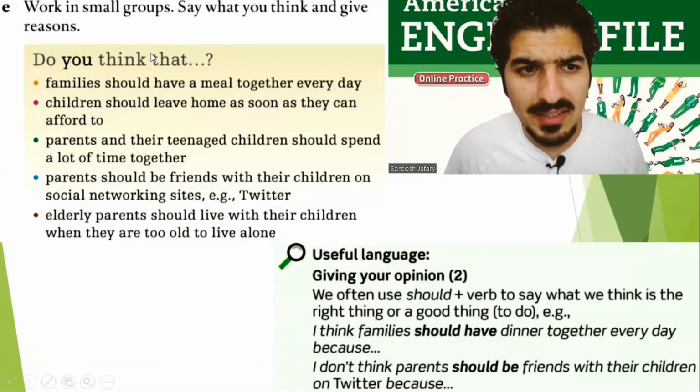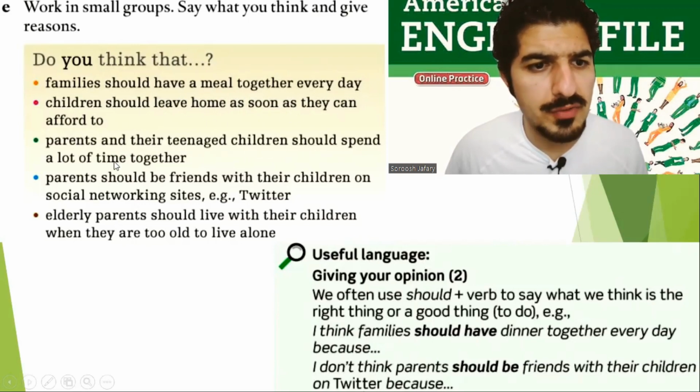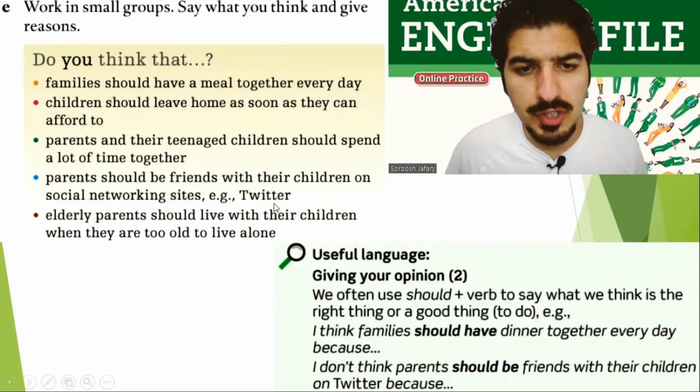Do you think that families should have a meal together every day? Children should leave home as soon as they can afford to. Parents and their teenage children should spend a lot of time together. Parents should be friends with their children on social networking sites, for example, Twitter. Elderly parents should live with their children when they are too old to live alone.